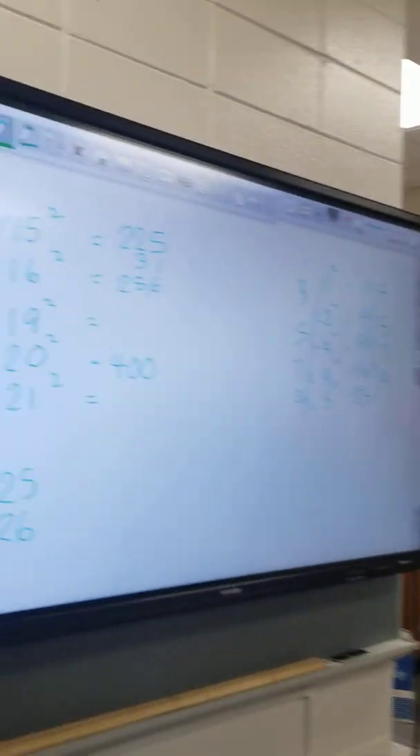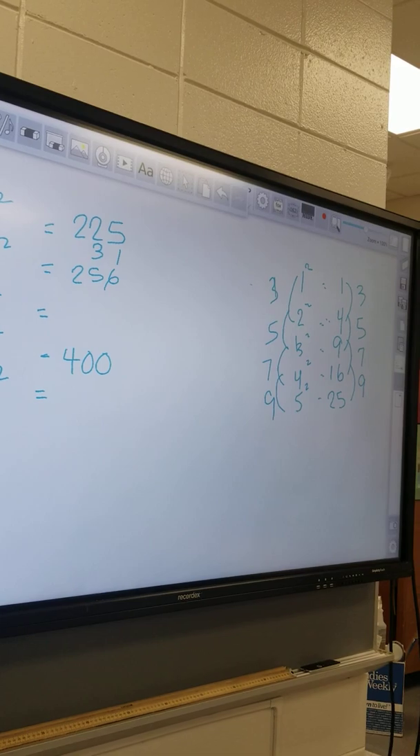Though I know that 20 squared is 400, but I need 21 squared. I'm gonna add those two together. What do I get? 41.